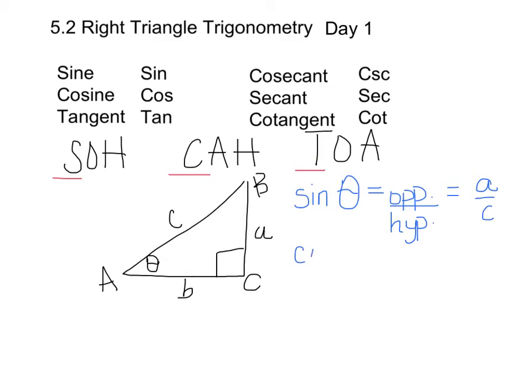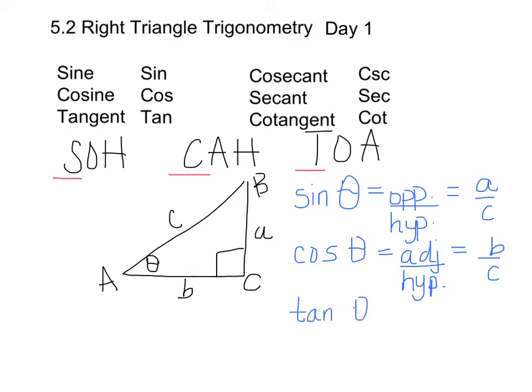Then cosine theta would be the adjacent side over the hypotenuse again, which would be little b over c. And then tangent theta would be the opposite side over the adjacent side, which would be little a over little b.